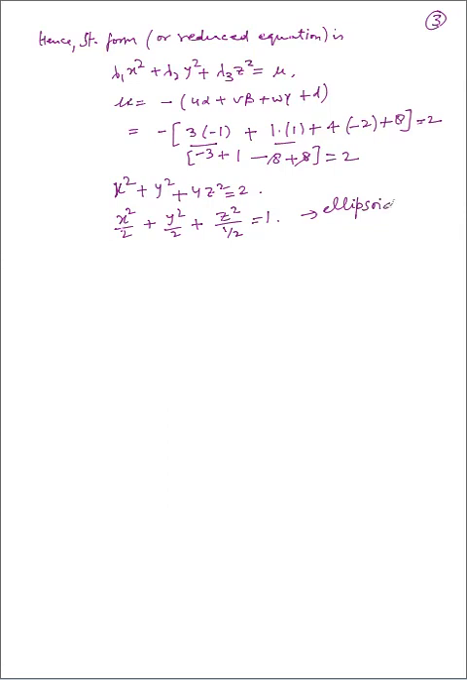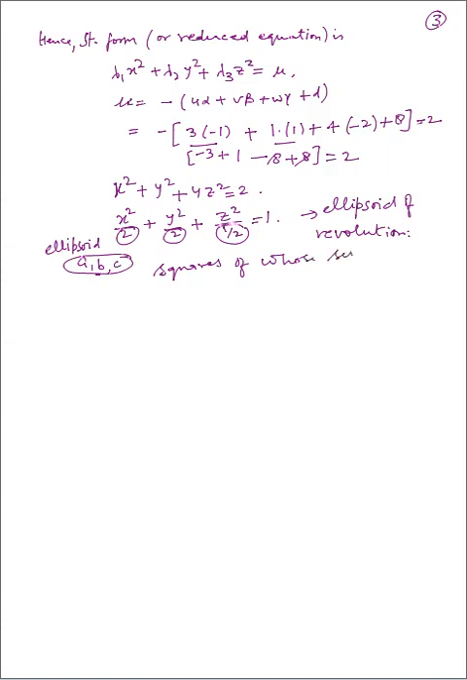ये जो है ellipsoid of revolution को दिखाता है. And squares of whose semi axes are, these are the squares of a square, b square, c square. a b c क्या है, जब इलिप्स की बात कर रहे हैं इलिप्सॉइड की, तो ए बी सी उस केस में सेमी एक्सेस है. So this is the squares of whose semi axis are 2, 2 and half.